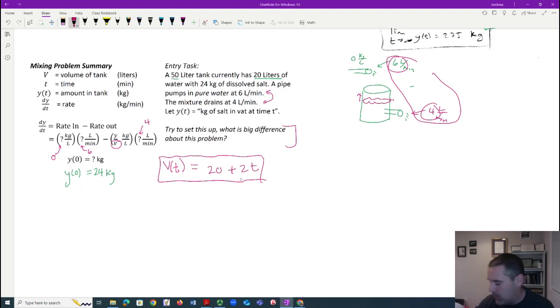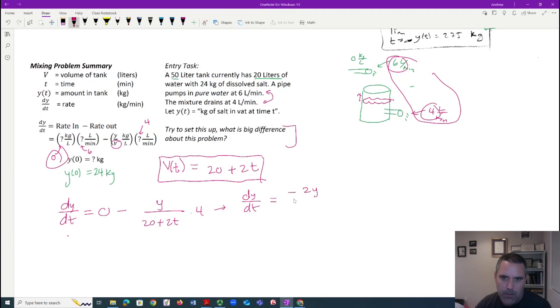We don't really ask you these in Math 125 because it leads to an equation that's not separable. In this case, it is separable because this number is 0, but if this number wasn't 0, it wouldn't be. Okay, so now we're ready. dy/dt equals 0 minus y over 20 plus 2t times 4. And we have the initial condition there. I think we could divide top and bottom by 2. And so we could rewrite this as dy/dt is negative 2y over 10 plus t.